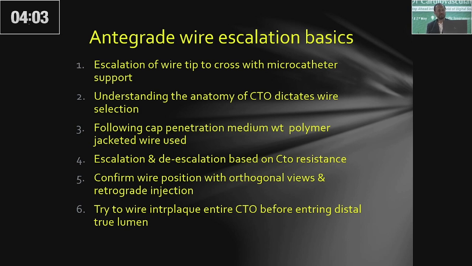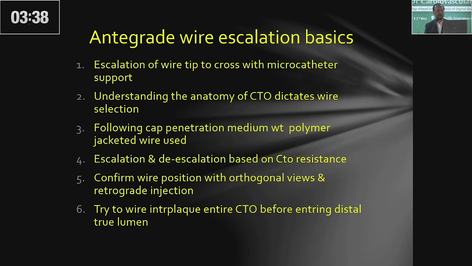Following cap penetration, a medium weight polymer jacketed wire can be used. Escalation and de-escalation are also very important, guided by your feel of the CTO resistance. If the feel is harder, then go for escalation. If the feel is softer, then you can de-escalate to a polymer jacketed wire. And always confirm wire position with orthogonal views and retrograde injections.